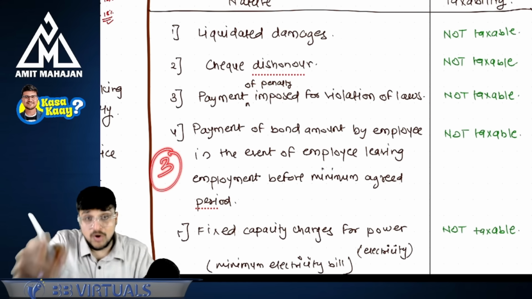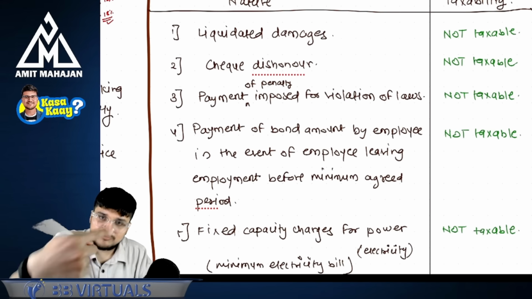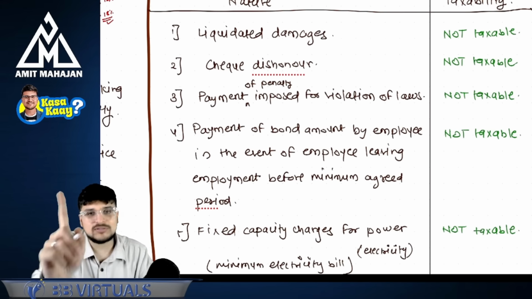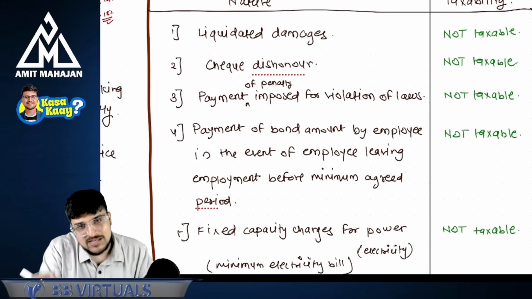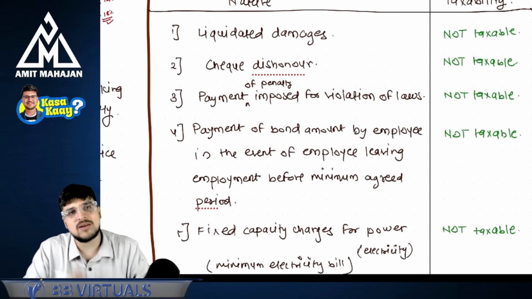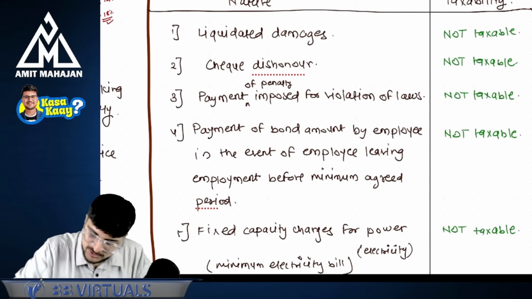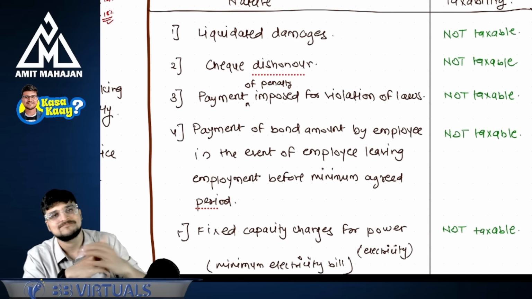Then in that case, the employer will say, boss, we have an agreement of 3 years. If you leave within 3 years, you have to pay me compensation. So can I say, when you are making a payment of compensation to me, you are still my employee. I'm still your employer. So you are making a payment within the employment, and that's why it is not taxable.